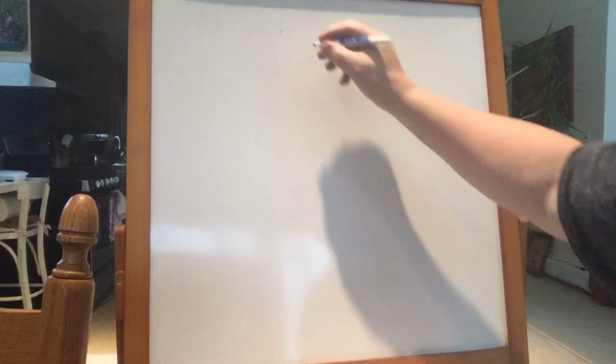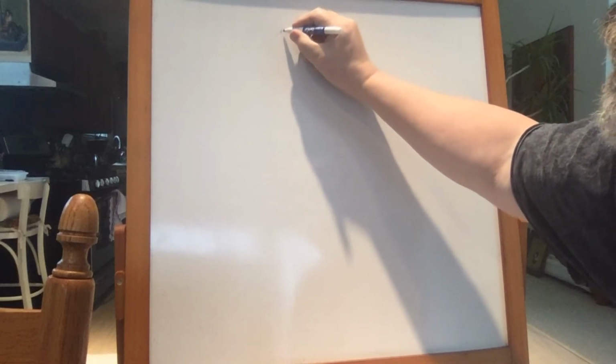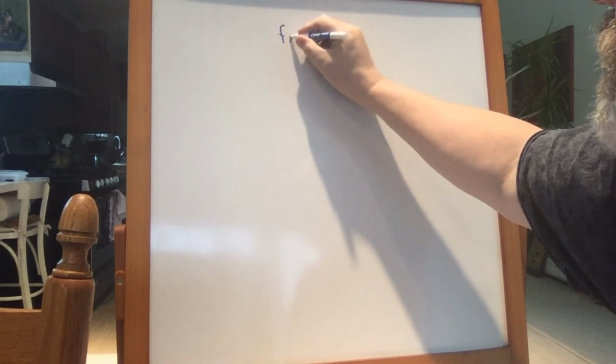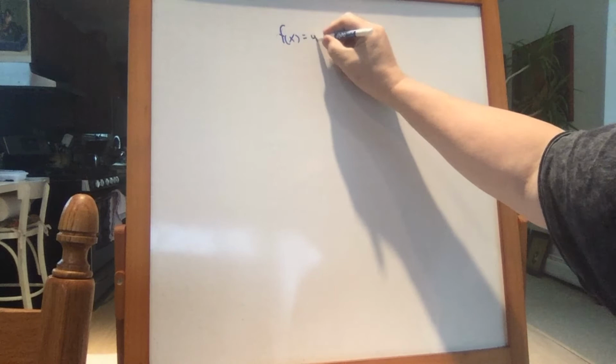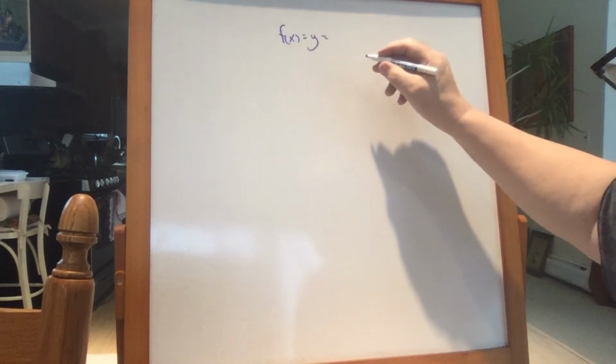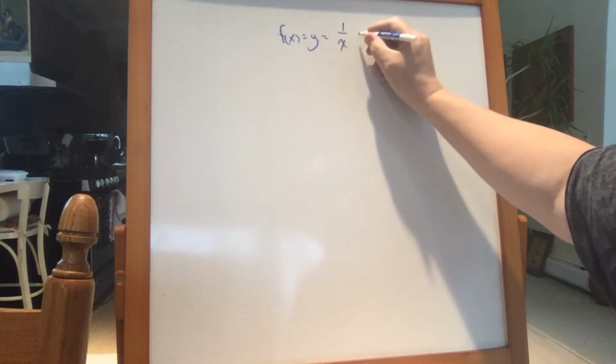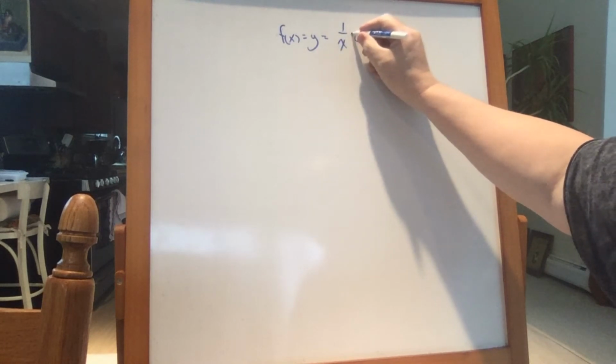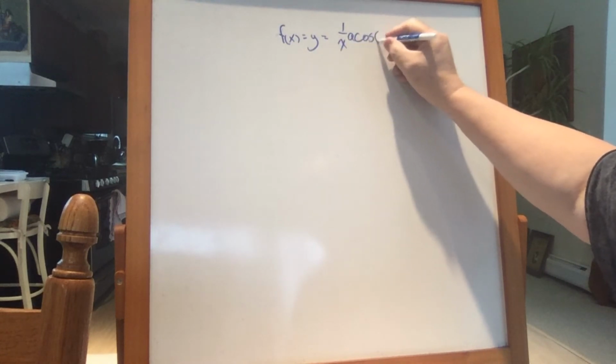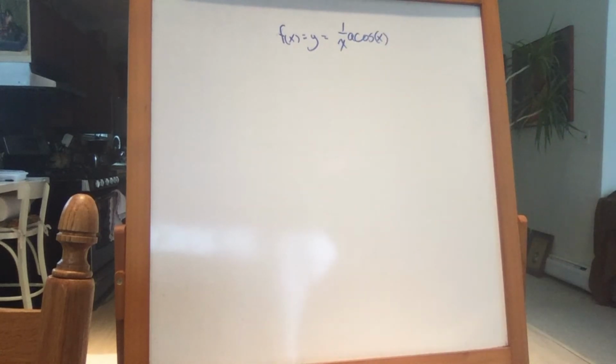Okay, that was number 8. Here we go, number 9. Number 9 is the same one except cosine. So f of x equals y equals 1 over x times arc cosine of x.